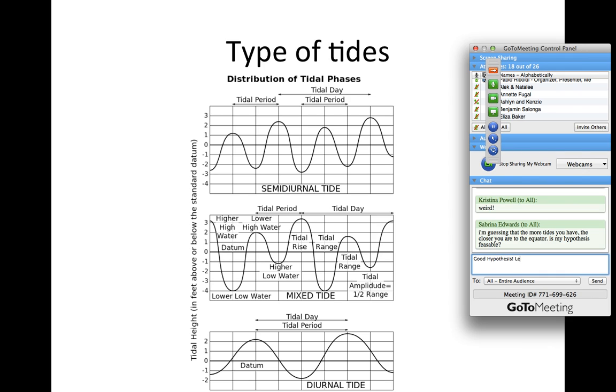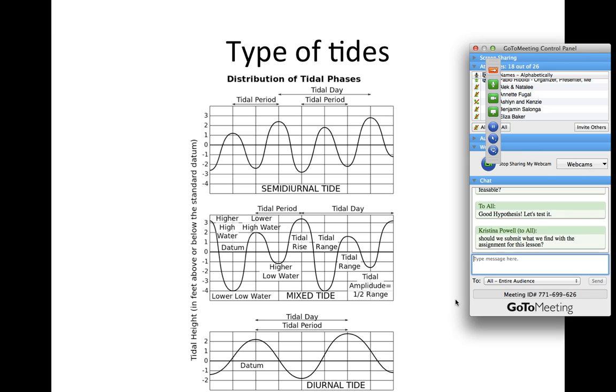Okay, let's test it. And the way to test it, of course, is by looking at the data. So we have to find some tidal tables in different parts of the world. You can search for that online. And so let's test the hypothesis to see if the tides are higher closer to the equator, or where are they higher, where you have more variability. Is that a good idea, guys?